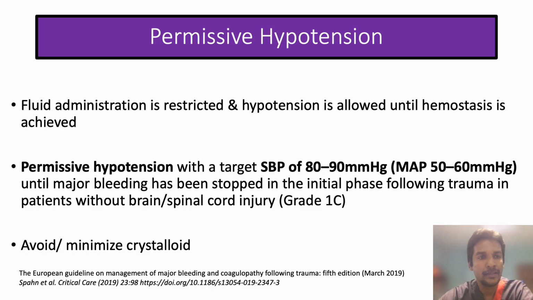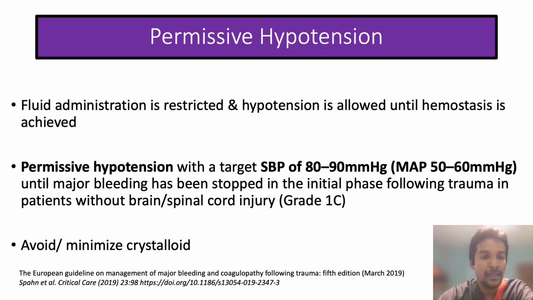Permissive hypotension is done to prioritize coagulation over perfusion in a severely bleeding patient. During this phase, fluid administration is restricted and hypotension is temporarily allowed until hemostasis is achieved. If the blood pressure is pushed up too high, this will increase the intravascular hydrostatic pressure and will disrupt whatever clot has been formed and cause more bleeding.